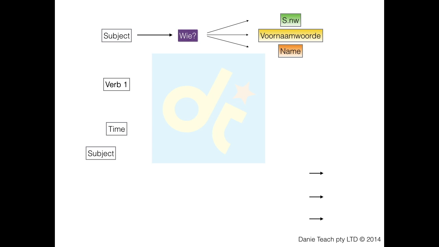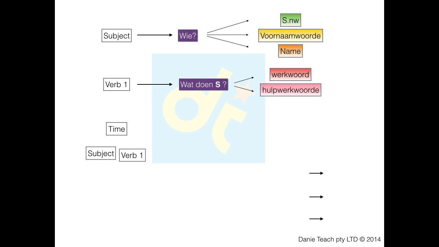And then we can have a look at our verb, which is always second in our sentence unless we start with a group 3 conjunction. And we can see that the verb asks the question, wat doen die subject? What is the subject doing? That is your doing word, as you know from English as well. So they can be divided into a werkwoord or a helping werkwoord, a hulpwerkwoord, an auxiliary verb, and a verb, depending on which time we are doing it.